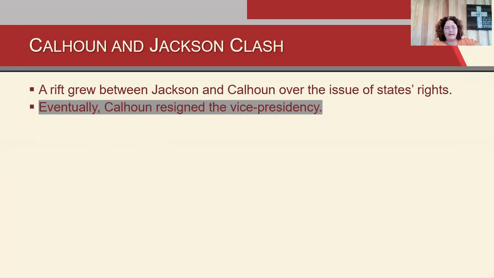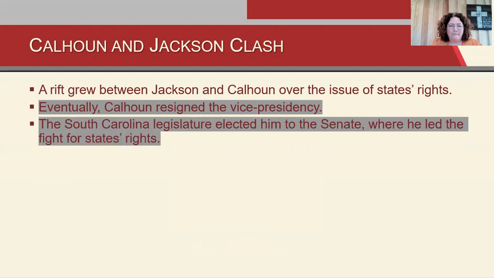So basically what Jackson was saying here is the federal union is most important. It has to be preserved at all costs. And Calhoun is saying, yes, the union is great, but our liberty, our freedoms are better. Eventually, Calhoun resigned the vice presidency. The South Carolina legislature elected him to the Senate, where he led the fight for states' rights. Jackson transferred his favor to his Secretary of State, New Yorker Martin Van Buren.